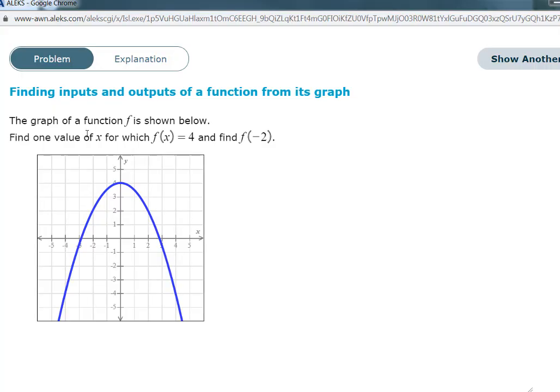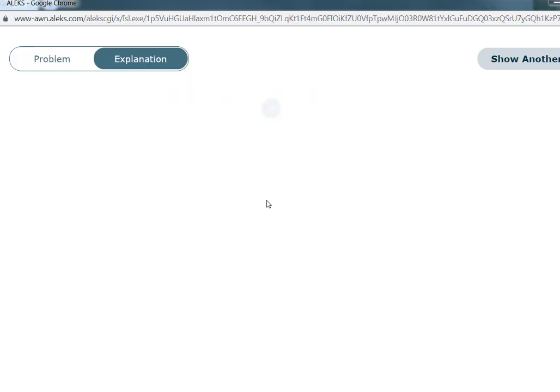In this problem they're asking us again for the output that we just studied, but there is also the input. For example, which x will give us a 4 in the graph? We look for a 4 on the y-axis, it is here, and that comes with an x of 0, so that's 0. And what about the -2? We look for -2, and it gives us a 2. So let's see the explanation.